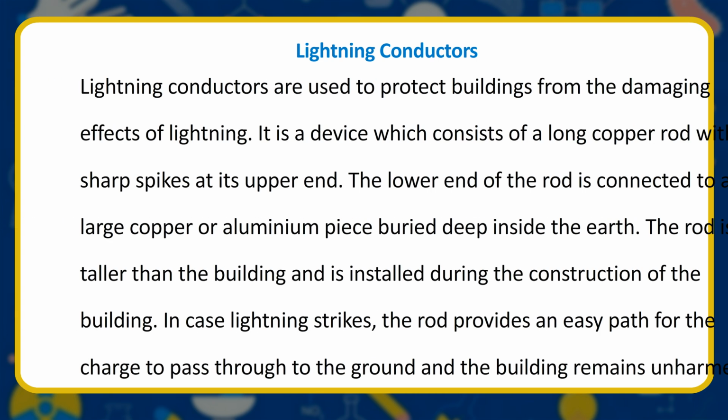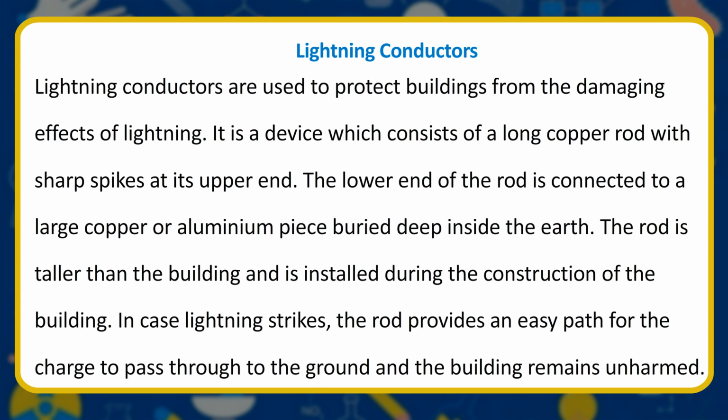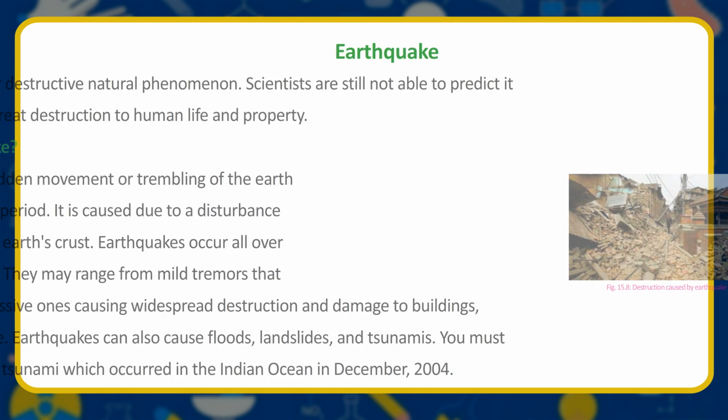Lightning conductors. Lightning conductors are used to protect buildings from the damaging effects of lightning. It is a device which consists of a long copper rod with sharp spikes at its upper end. The lower end of the rod is connected to a large copper or aluminum piece buried deep inside the earth. The rod is taller than the building and is installed during the construction of the building. In case lightning strikes, the rod provides an easy path for the charge to pass through to the ground and the building remains unharmed.